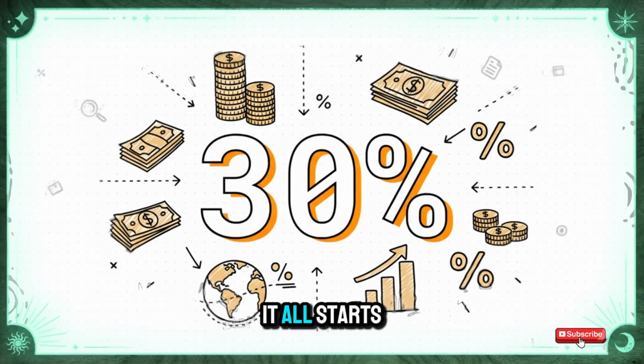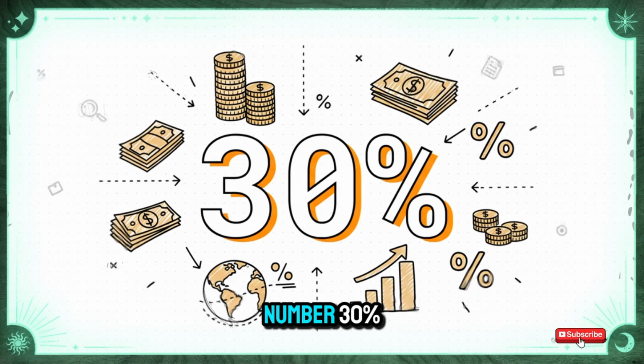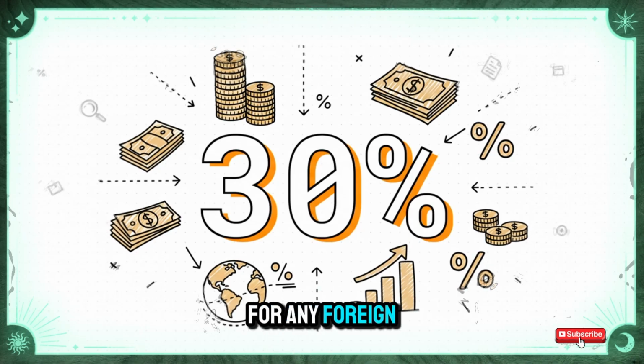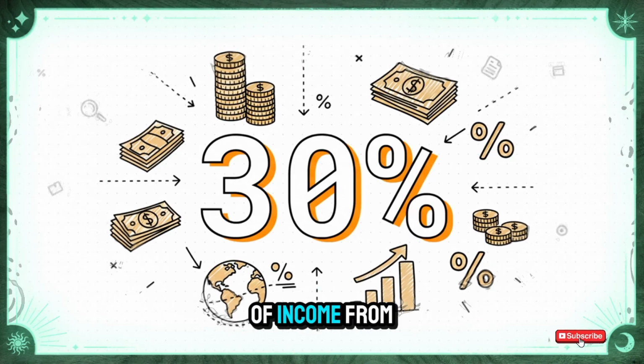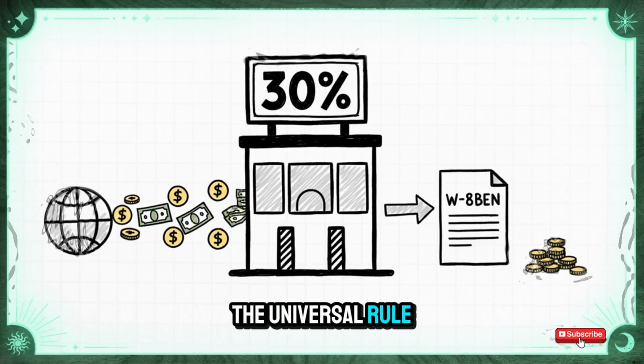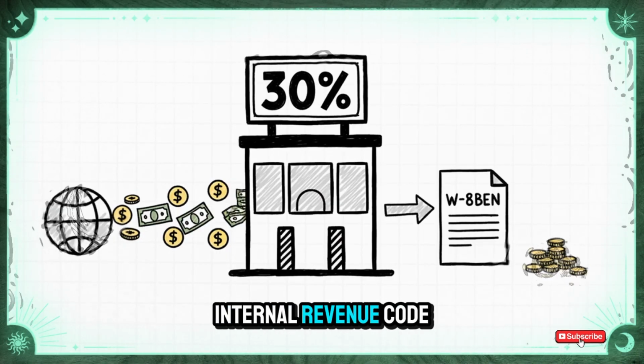Okay. It all starts with this one number, 30%. Now you really got to get this. 30% isn't just a tax rate. It's the factory default setting of the entire system. It's the starting point, the baseline that kicks in automatically for any foreign person earning certain types of income from the US. So this is the universal rule, straight from the Internal Revenue Code.